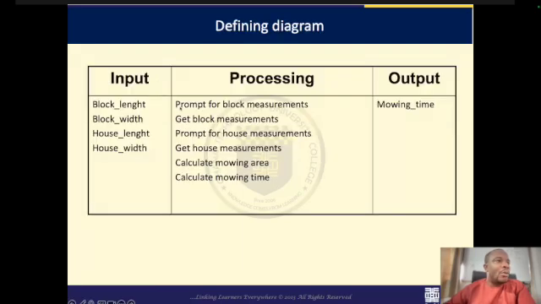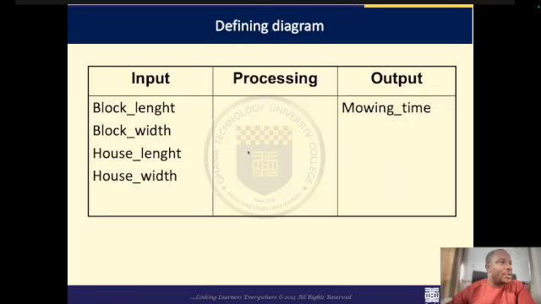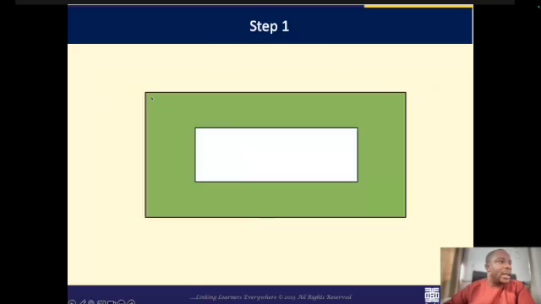So because we are being asked to read, as a good design, we'll prompt the user to give us the measurement. Because we are reading for both the block and the house, the reading is going to be in two folds. So we'll first prompt the user for the measurements of the block, and then we'll receive whatever the user gives us. Then we will prompt the user for the measurements of the house, and then we'll receive whatever the user gives us.